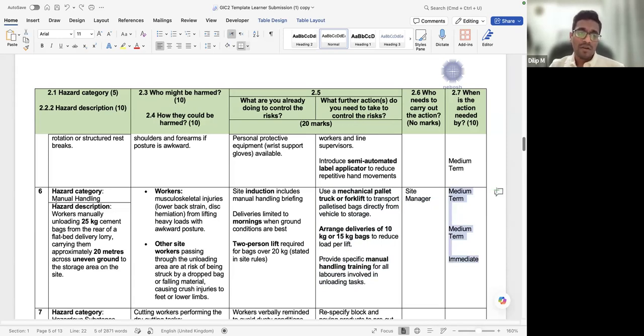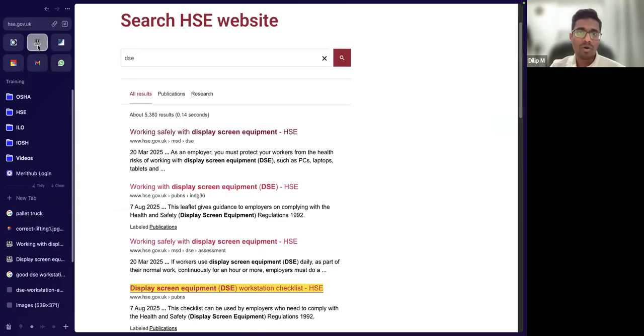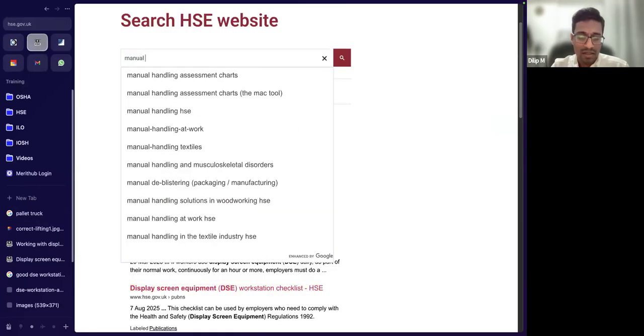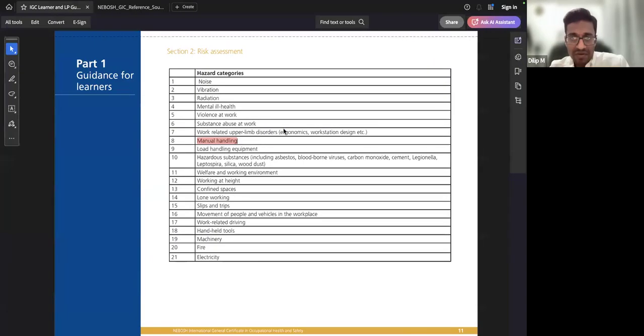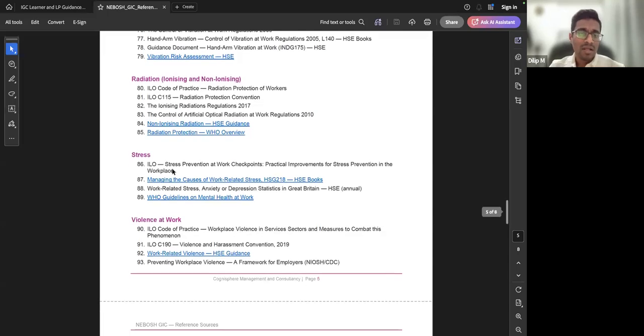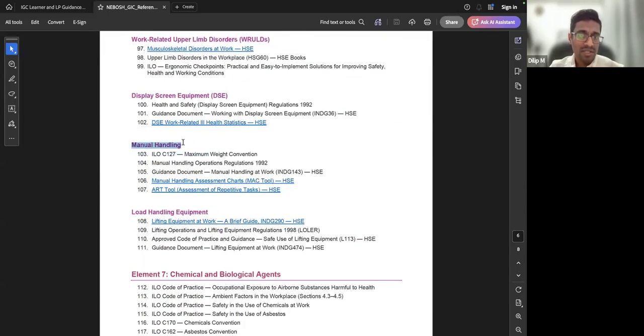So if you're going to write about manual handling, read the information from your study book and see if you can get hold of some documents related to manual handling. For example, I would go to the HSC website or any regulatory body and type manual handling. If not, you can go to the reference document, and then move to manual handling and see if there is any guidance document. So here it is, guidance document, manual handling. So you can copy and paste it here.